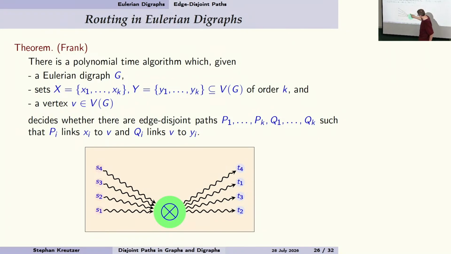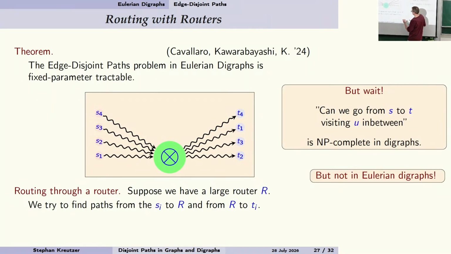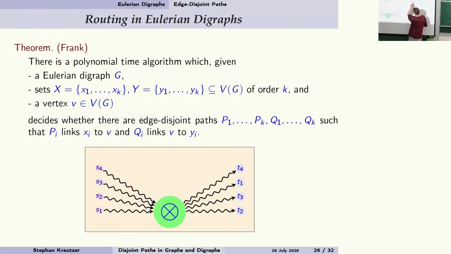So just imagine this green thing to be one single vertex. And the Q paths link v to the vertices in Y. Yeah? Then this can be decided in polynomial time. And you also get an obstruction if these paths do not exist. But this is more or less, yeah.